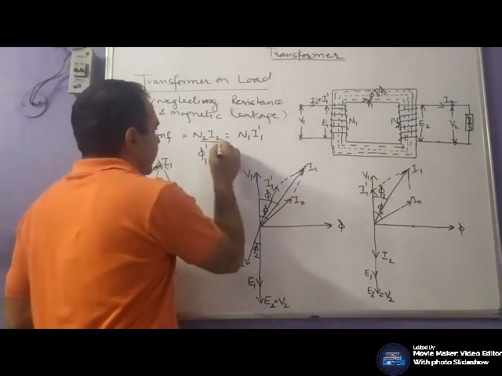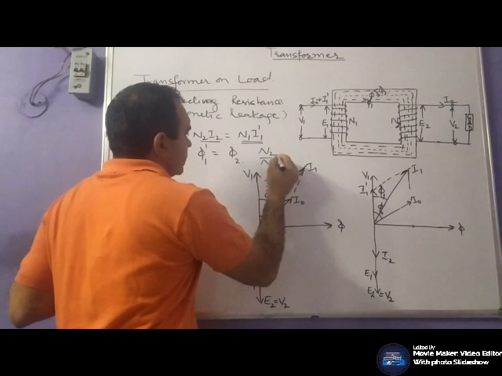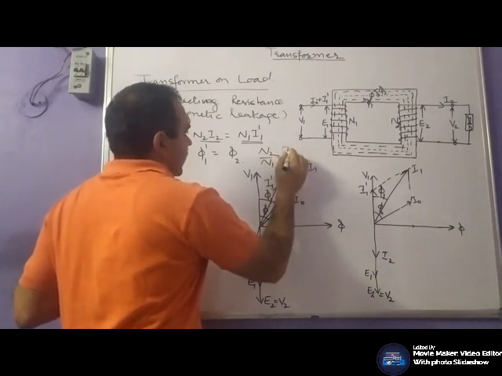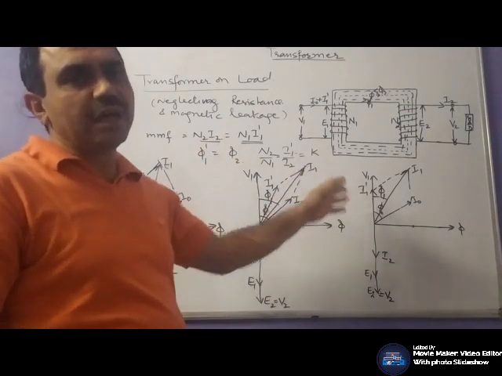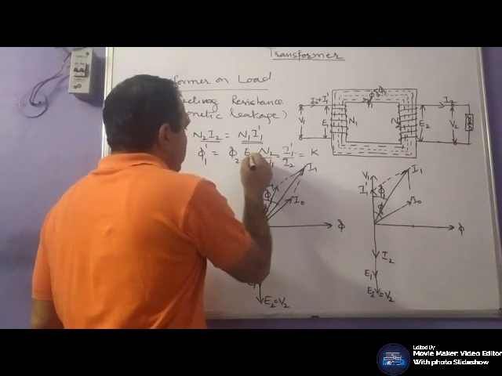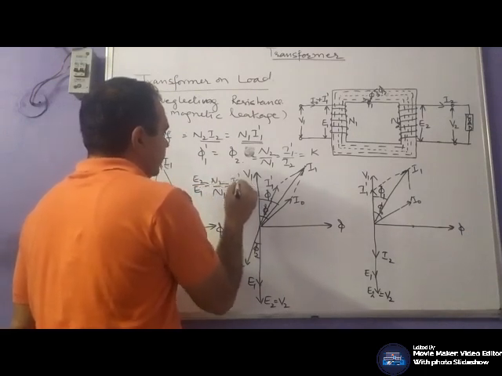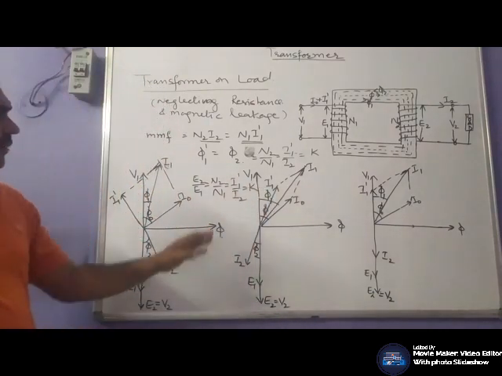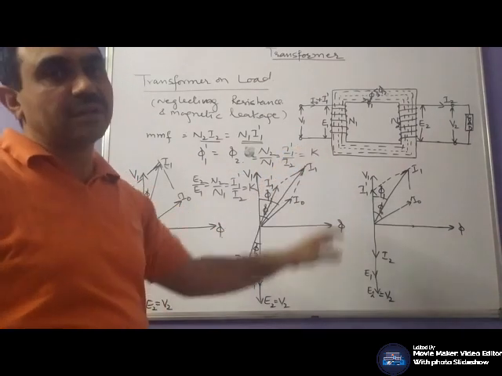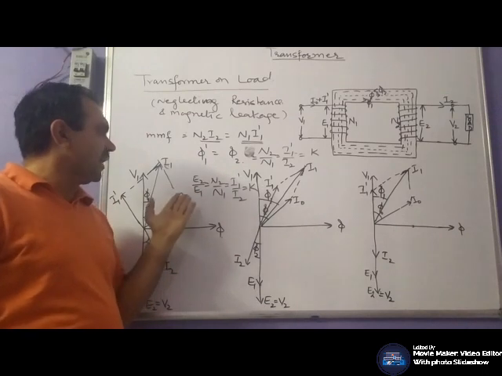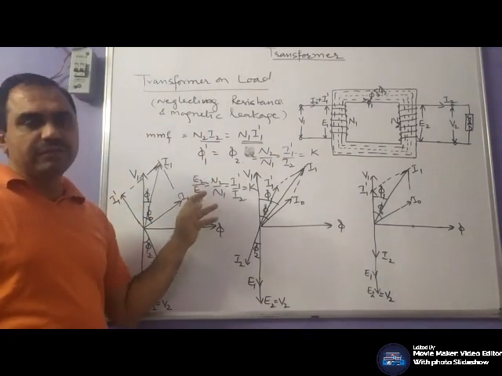From here, N2 I2 would be equal to N1 I1 dash, or your transformation ratio N2 by N1 would be equal to I1 dash by I2 is equal to K, and K is the transformation ratio or turns ratio of the transformer. Or E2 by E1 is equal to N2 by N1 is equal to I1 dash by I2 is equal to K. Means we now have, in place of this current I1, the current I1 dash, the counterbalancing current. Or we can write it as V2 by V1, because we have neglected the resistances and magnetic leakage. So E2 would be equal to V2 and E1 would be equal to V1.